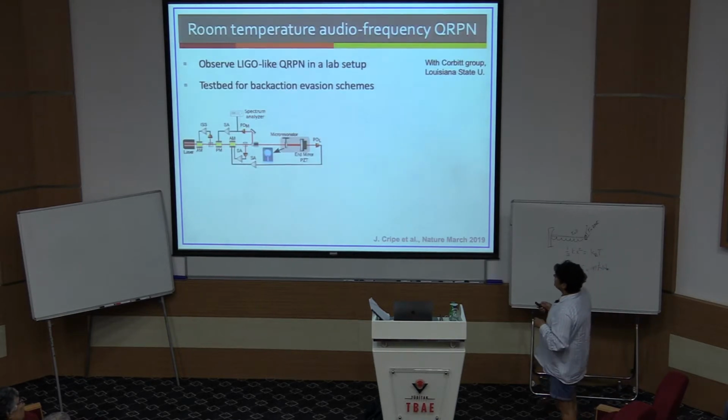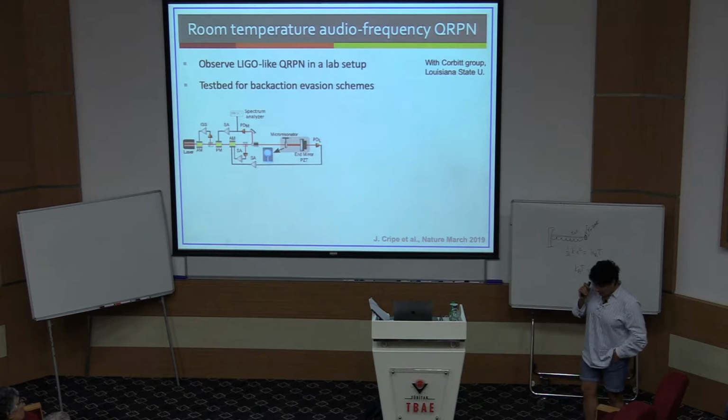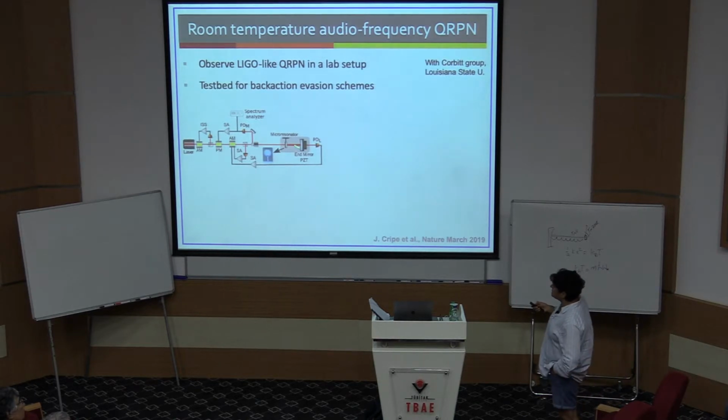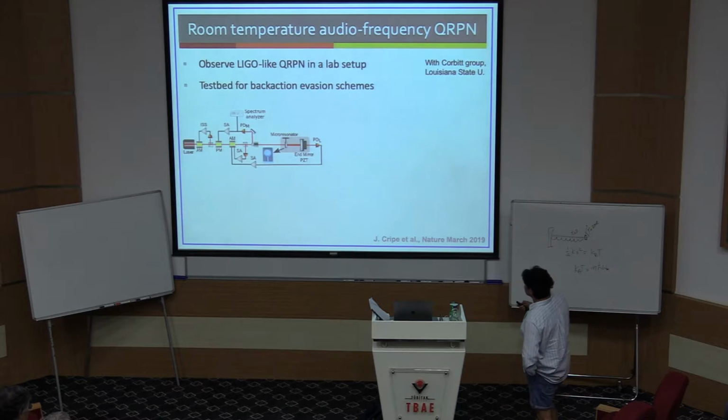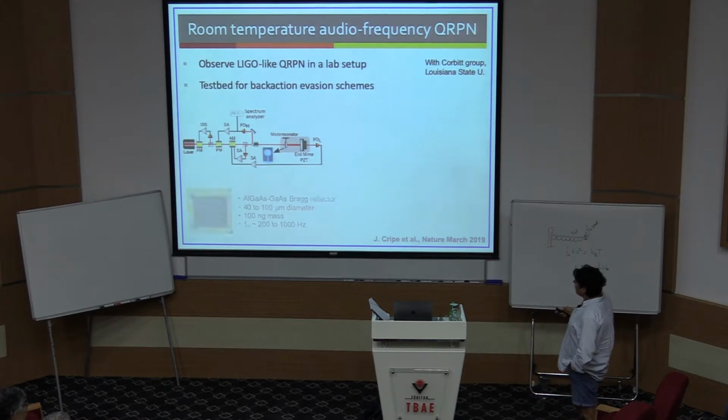And for that, we did that in our nanogram scale experiment. So again, you see here's a Fabry-Pérot cavity. Here's the little nano resonator there. And you can ignore all the details of that. And now I'll show you what we have. This is what we had for the oscillator. It has a frequency of a few hundred hertz. It has a 100 nanogram mass. It's made of aluminum gallium arsenide as a mirror, this little nanostructure.